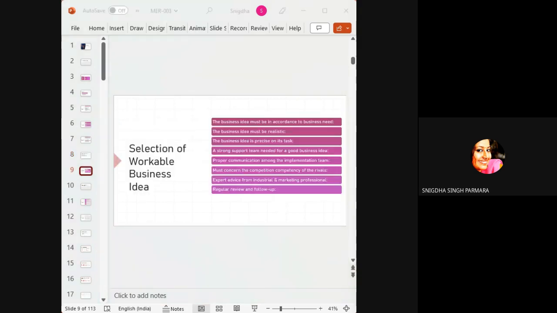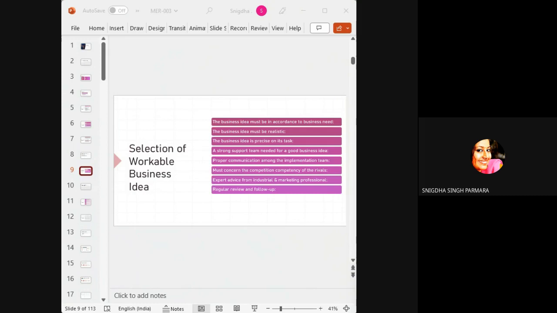So, how can you select a workable business idea? There are certain points or guidelines to be kept in mind by the entrepreneurs while selecting a workable business idea. Workable business idea means something that is feasible, something that is viable, something that is realistic, something that is affordable. Okay. So certain guidelines are to be kept in mind by the entrepreneurs.